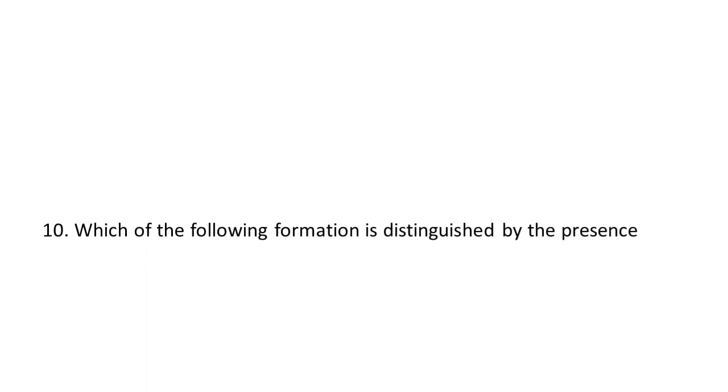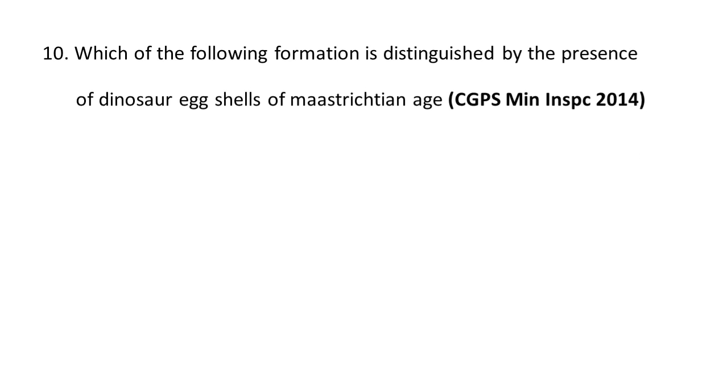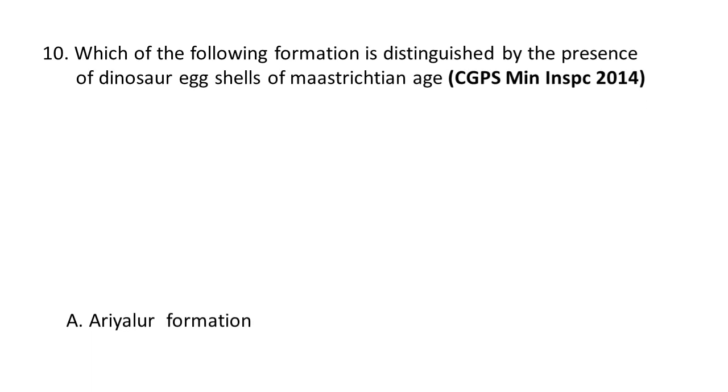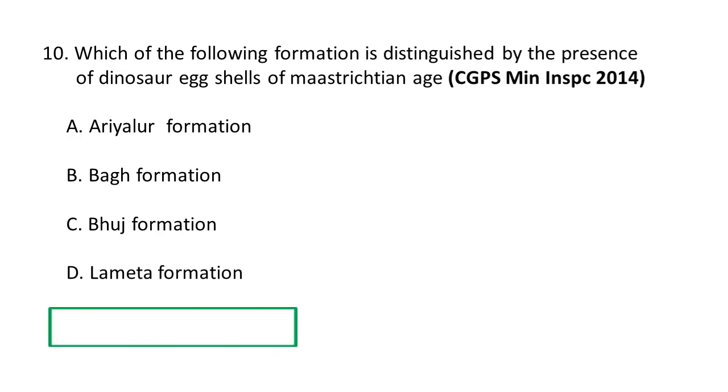Next question. Which of the following formation is distinguished by the presence of dinosaur eggshells of a Maastrichtian age? The options given are A. Arreolure Formation, B. Bag Formation, C. Booz Formation, and D. Lametta Formation. So, the correct option is D.